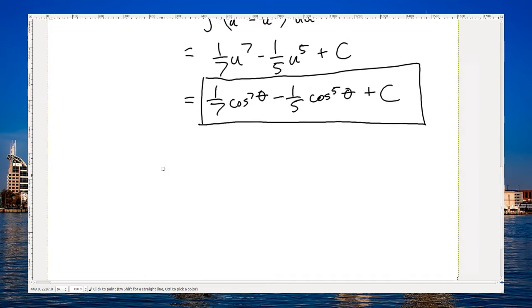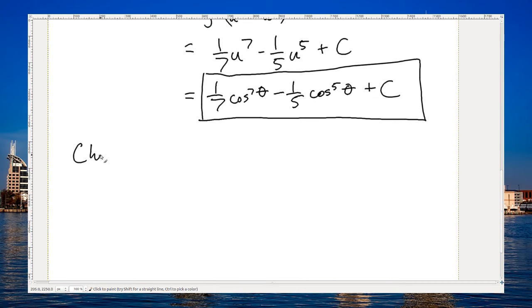And if you don't believe me, well, we can always check our work. Whenever we do an integration problem, we'll check it by just taking the derivative of our answer.